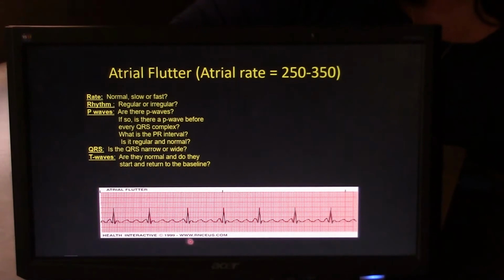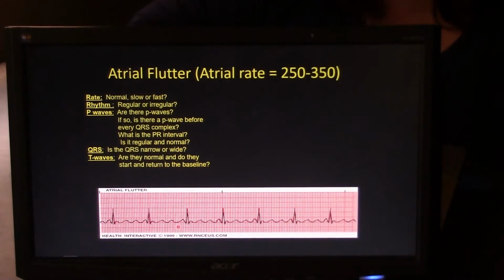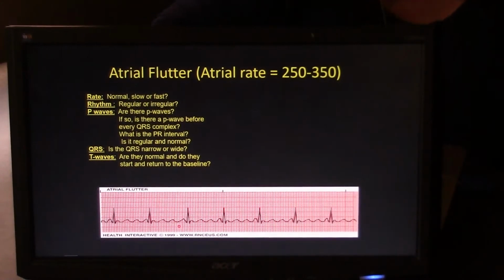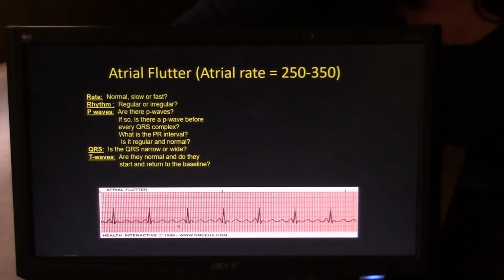However, there are times where you may have flutter waves that vary in between QRS complexes, and it may give you an irregular heart rate. That is also very common. Are there P waves? There are no P waves. I don't see anything that's definitively looking like a P wave.